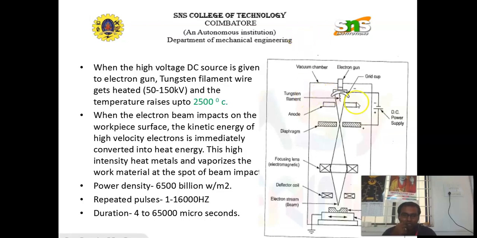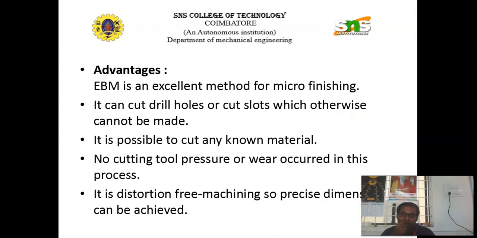Next, when the high voltage DC source is given to the electron gun, the tungsten filament wire gets heated, with voltage of about 50 to 150 kilovolts, and the temperature rises up to 2500 degrees Celsius. When the electron beam impacts the workpiece surface, the kinetic energy of the high velocity electrons is immediately converted into heat energy. This high intensity heat melts and vaporizes the work material at the spot of the beam. Power density is created of about 6500 billion volt per meter square, and it results in repeated pulses of about 1 to 16 Hz, with a duration of about 4 to 6500 milliseconds.